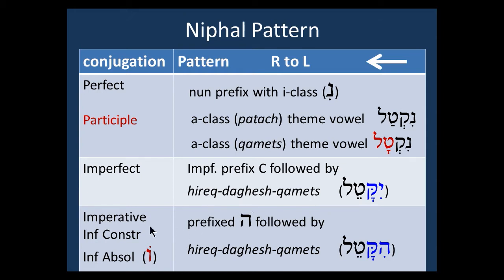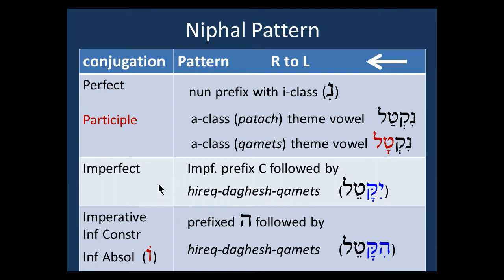The imperative, the infinitive construct, the infinitive absolute is basically the same, except you have a prefixed he. So here we have hi, and then hireq, dagesh, qamets. This is what will distinguish this prefix he with I-class from, like, a Hifil. Hifils don't have hireq, dagesh, qamets. Niphals do. And of course, if this last vowel, instead of a tsere, is a long O vowel, it's going to be infinitive absolute. So that was the Niphal, again, just by way of review.